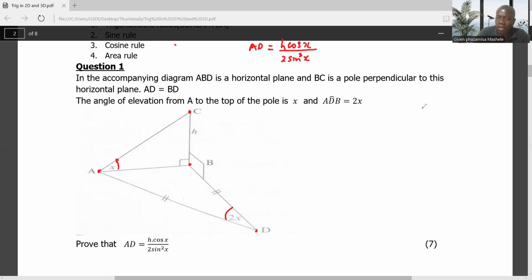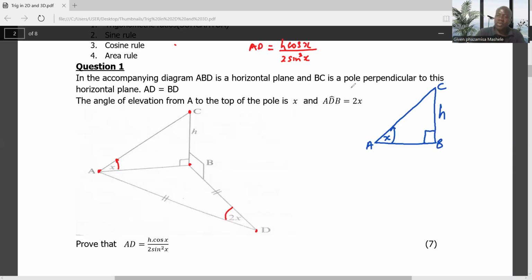The first triangle is this one, triangle ABC. Let's first identify the type of this triangle. This triangle is a right angle triangle, and the height is h. And what is the angle there? The angle is x. Right. In most cases, when you are analyzing a diagram like this, try to analyze each and every triangle there.